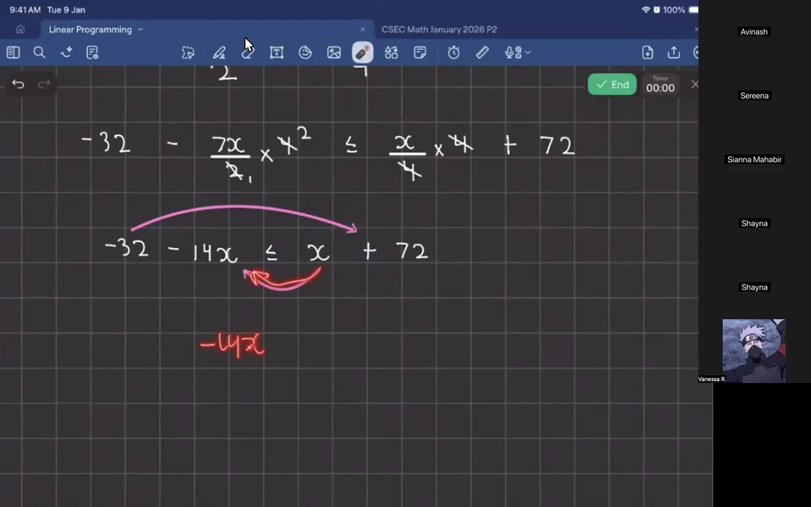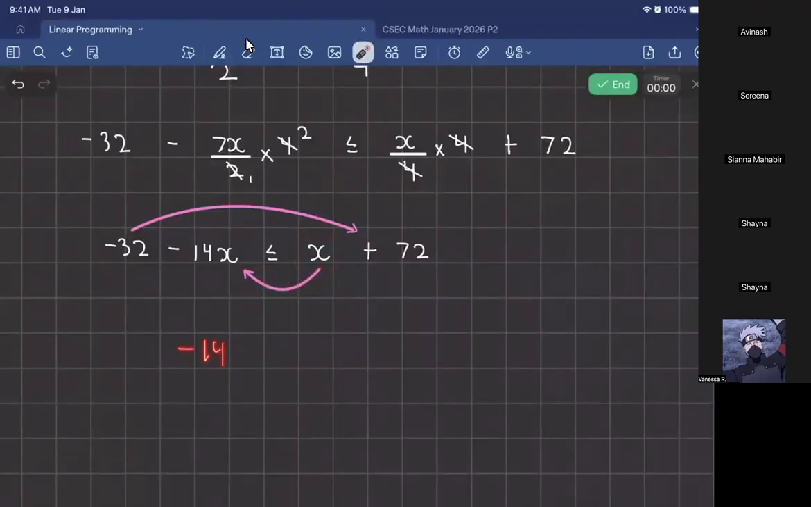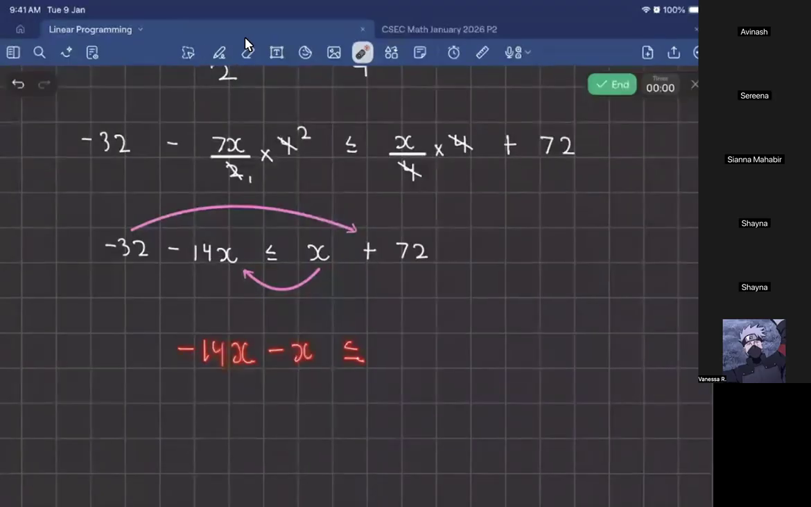You have it. Move across the x. What would the x turn to? Negative, so that'll be minus 14x minus x, less than or equal to. Let me see if you could figure out what to write on the right hand side. 32 plus 72, right.